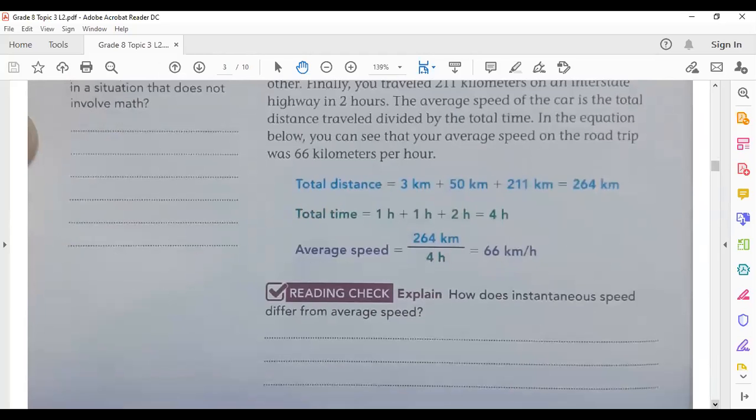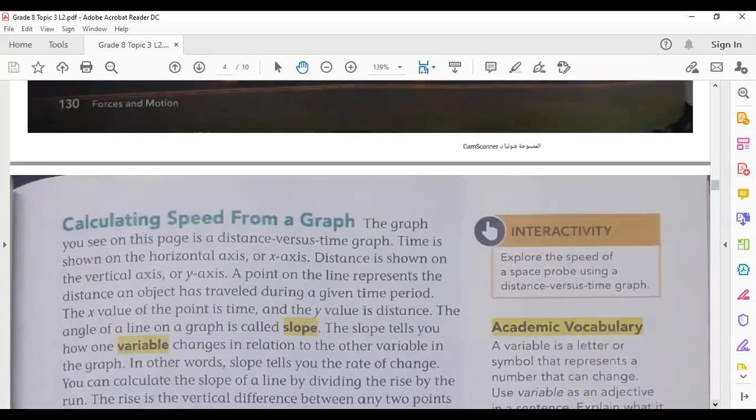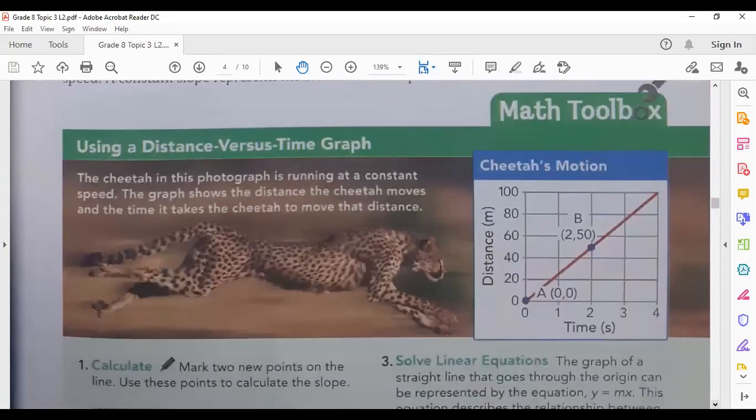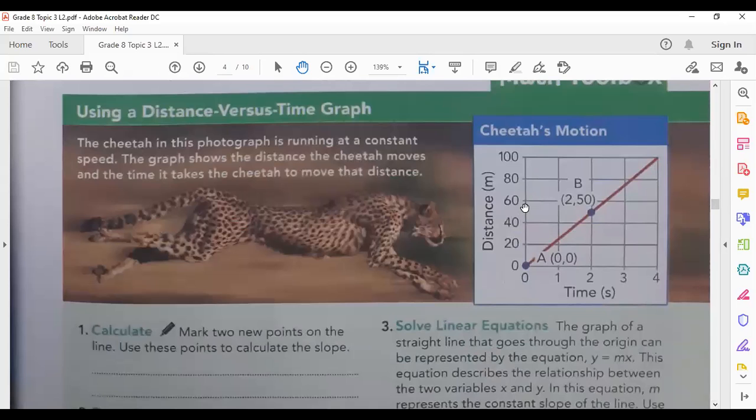Yes, teacher. Okay. Now, today, inshallah, we will learn how to calculate speed from a graph like this. Okay, how can speed be calculated from a graph like this? Let's start.